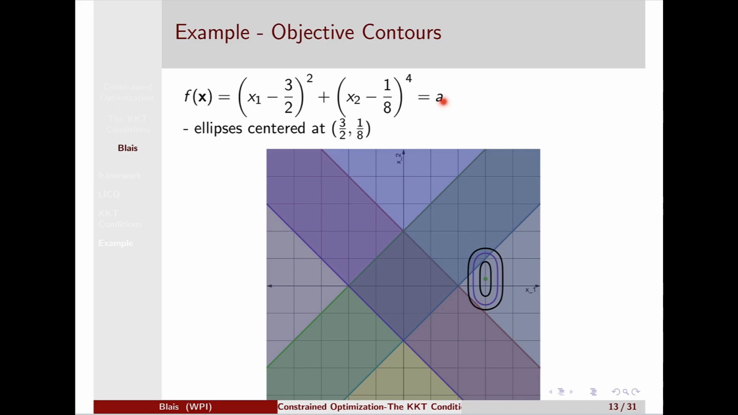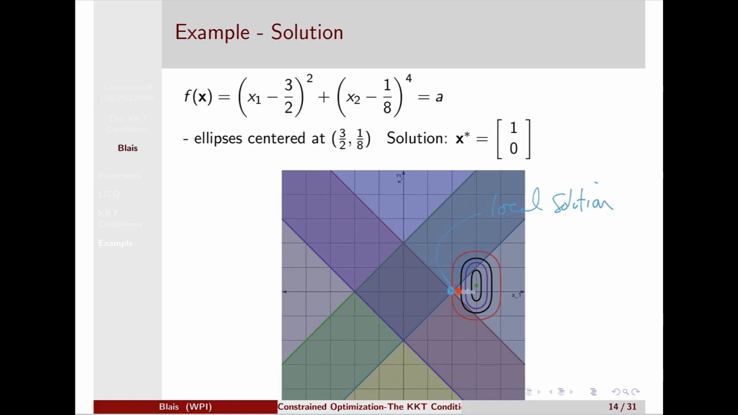We want to increase A until we get to the smallest value of A where we just intersect the feasible region. And that happens at this point (1, 0). So this is the lowest level curve such that we actually get that intersection. So we see here that this point (1, 0) is in fact our local solution to the problem. And what we want to do now is work this out with the KKT conditions.